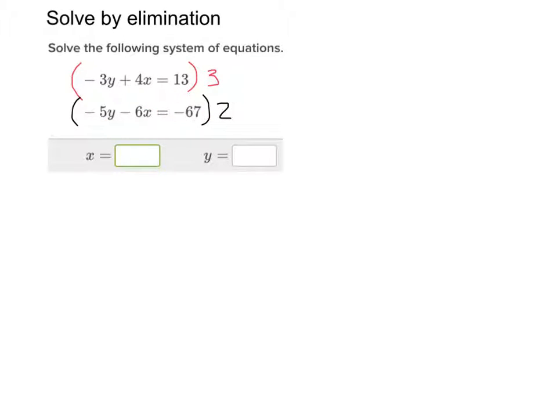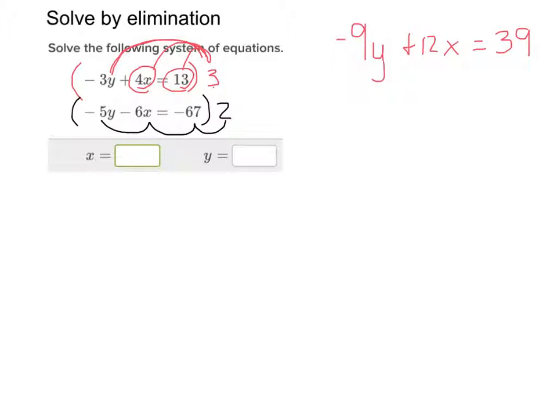So let's distribute the 3. 3 times negative 3y is negative 9y. 3 times 4x is plus 12x. And 3 times 13 is what? 39. And now I'm going to distribute this 2 here, here, and here. 2 times negative 5y is negative 10y, minus 12x equals negative 130 what? 134.